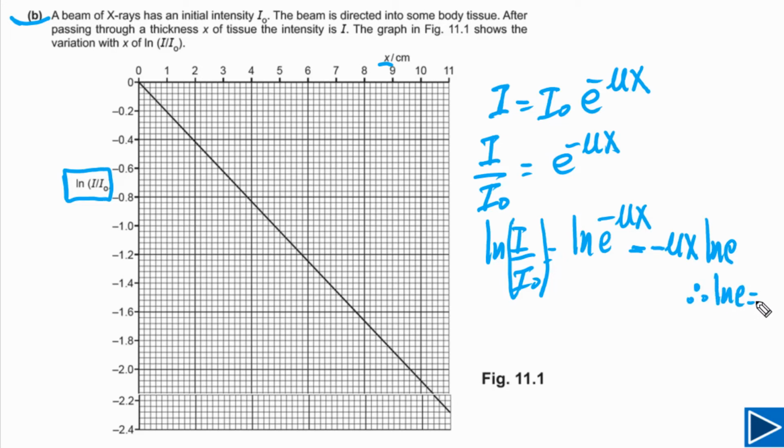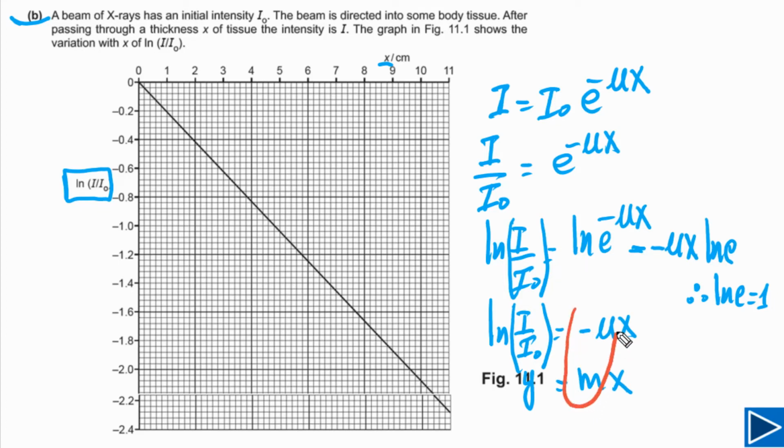The value of ln e is equal to 1. So we can simplify and write ln of I over I naught equal to negative mu x. Now if we compare this with the straight line equation, y is equal to mx, then in this case the gradient is equal to negative mu. And this is the point we need.